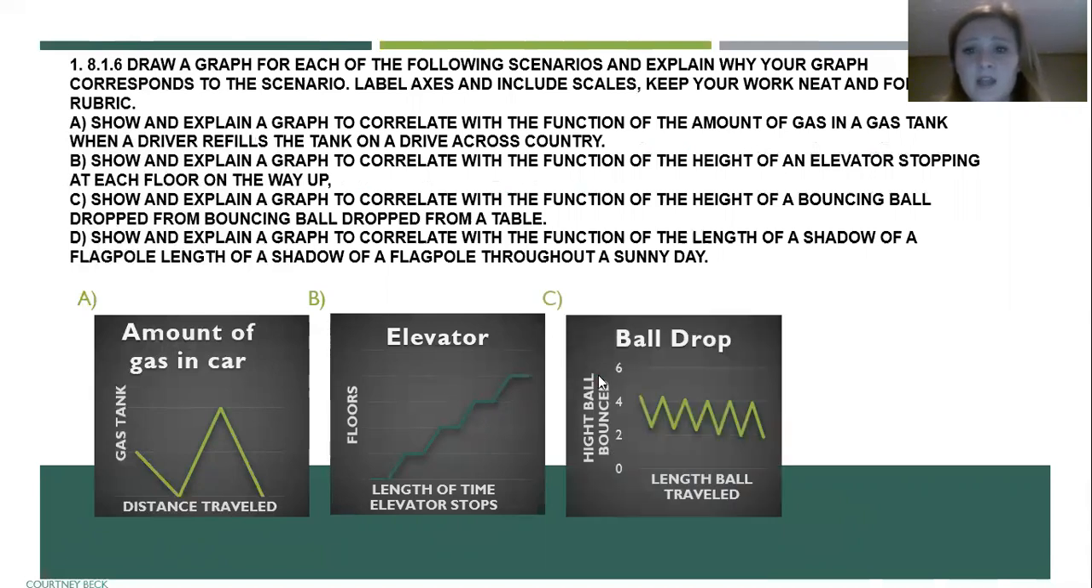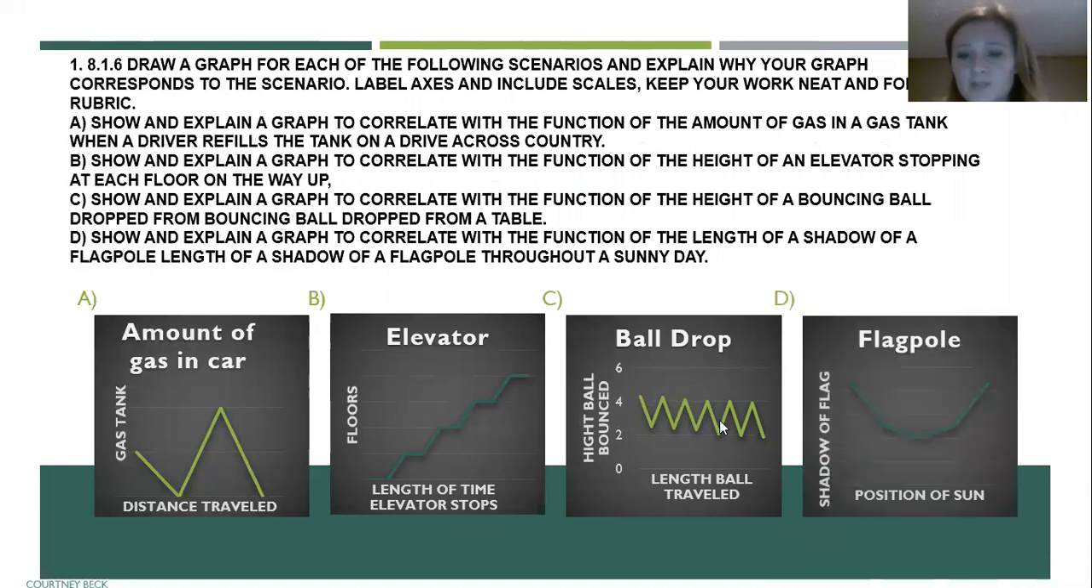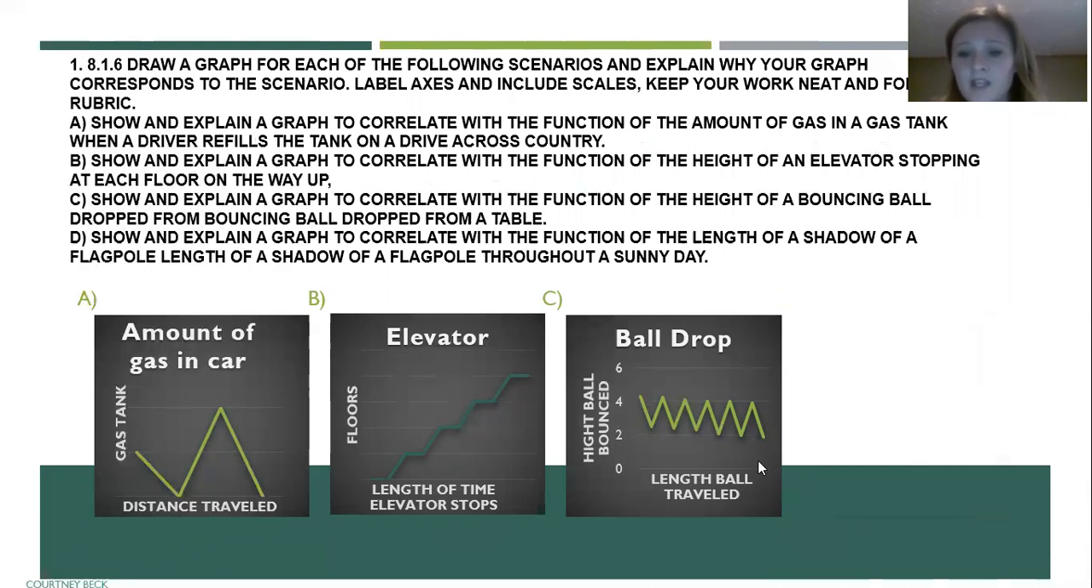C is the height of a ball bouncing when dropped from a table. So we're going to do the ball at the highest when it first stops because it has its greatest momentum. The ball is going to gradually bounce until it reaches its lowest momentum right here. And again, we have x-axis, the length the ball traveled, then y-axis, the height the ball bounced. And you can see how that gradually declined.